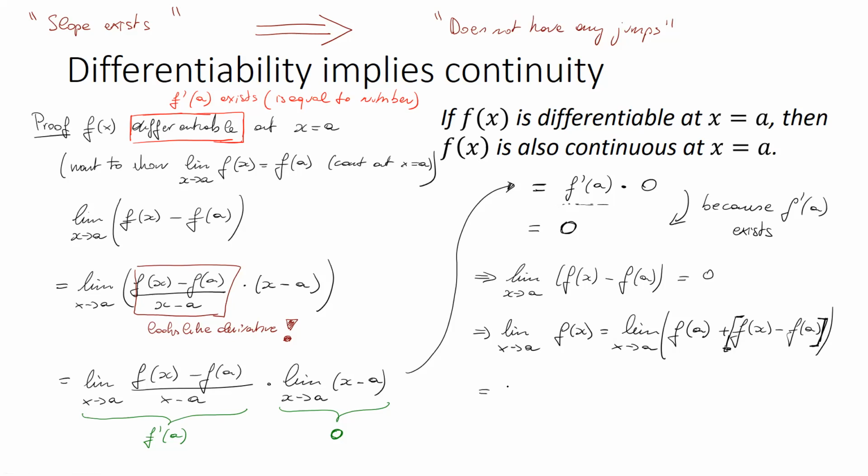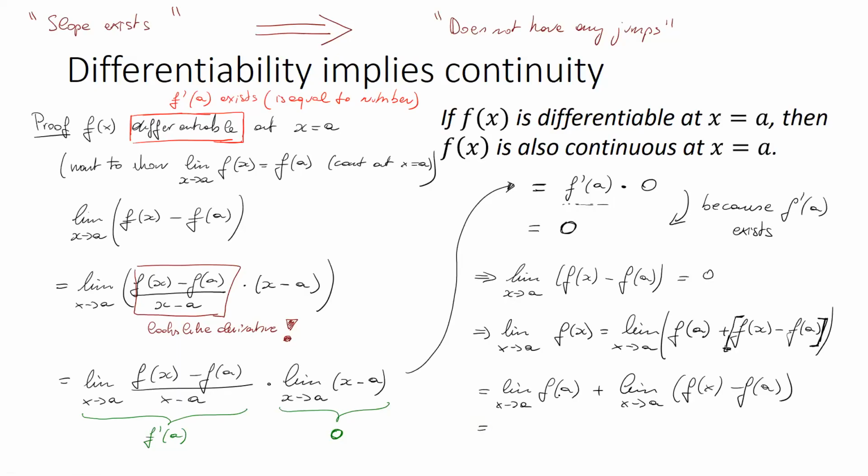But now I can write this as the limit of f of a plus the limit of f of x minus f of a. And well, what do I know? Well, limit of f of a, that's just a function value, that's a constant, that's f of a. And limit of f of x minus f of a, that's what I've shown already here. That is equal to 0. So here I get f of a plus 0 or just f of a.